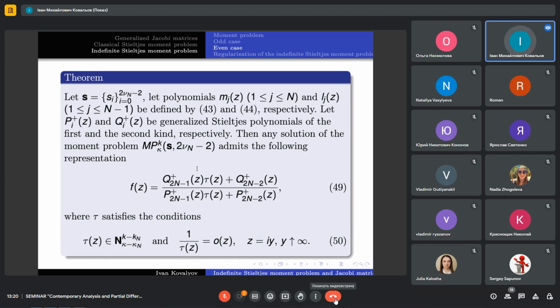So let S be a sequence of real numbers, and P plus and Q plus be the Stieltjes polynomials of the first and the second kind. Then any solution of our problem takes the following representation, 49, where the parameter tau satisfies the following condition 50.